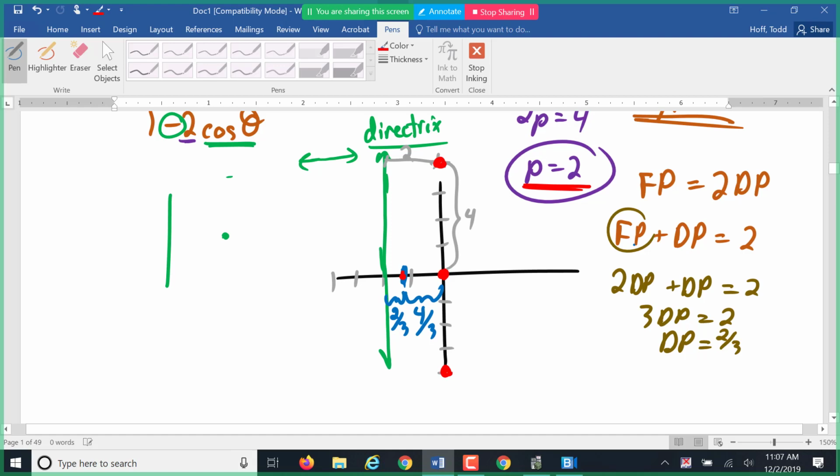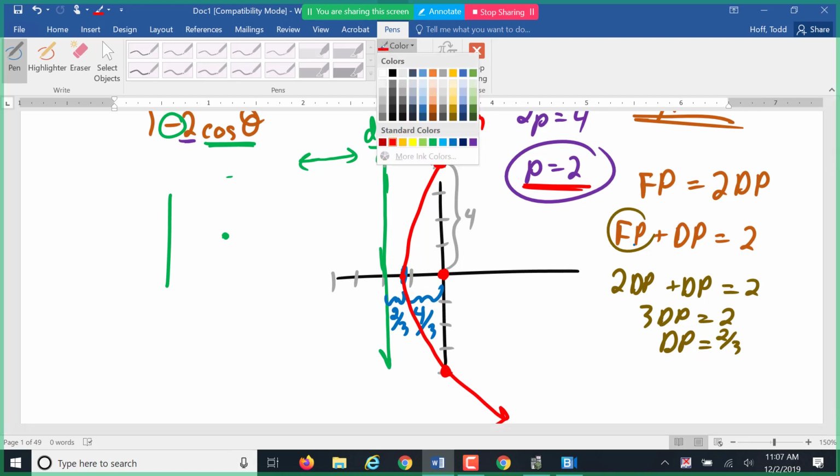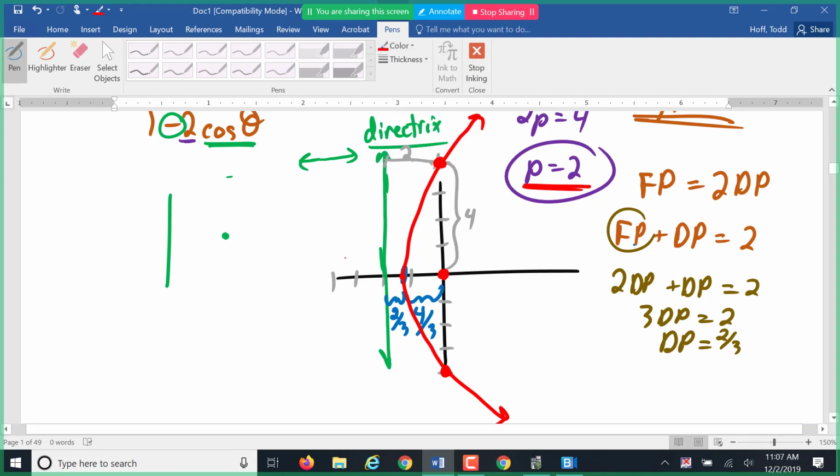So those are points on our hyperbola. But now a hyperbola has 2 curves to it. To find the second curve, to find a point over here on the left side of the directrix, because there has to be points over here, we again use that fact that the distance to the focal point is double the distance to the directrix for any point.